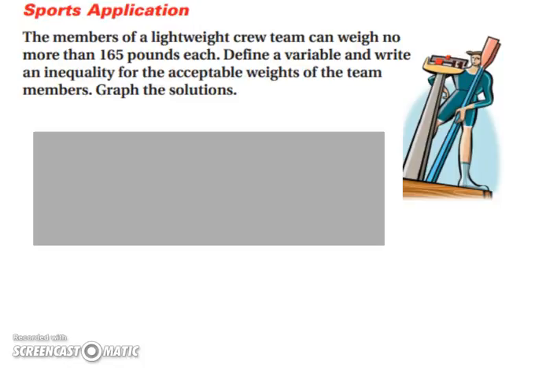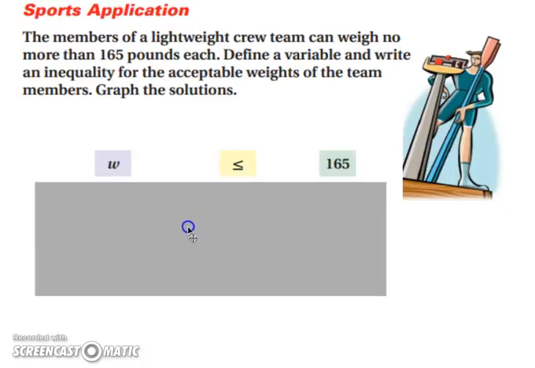Let's try a sports application. The members of a lightweight crew team can weigh no more than 165 pounds each. Identify a variable and write an inequality for the acceptable weights of the team members. Then we're going to graph the solutions. All right, so let's start with the fact that your weight has to be less than or equal to 165, because nobody on the crew can weigh any more than 165, but they can hit a maximum of 165 and still be a member of the lightweight crew team.